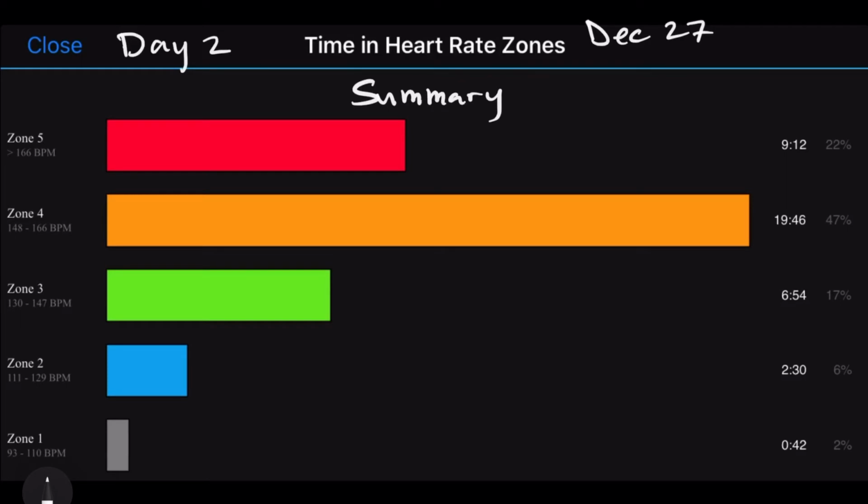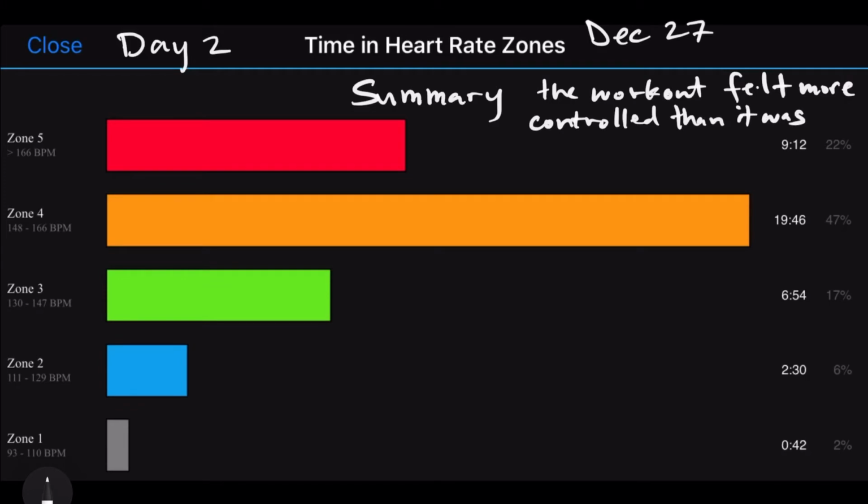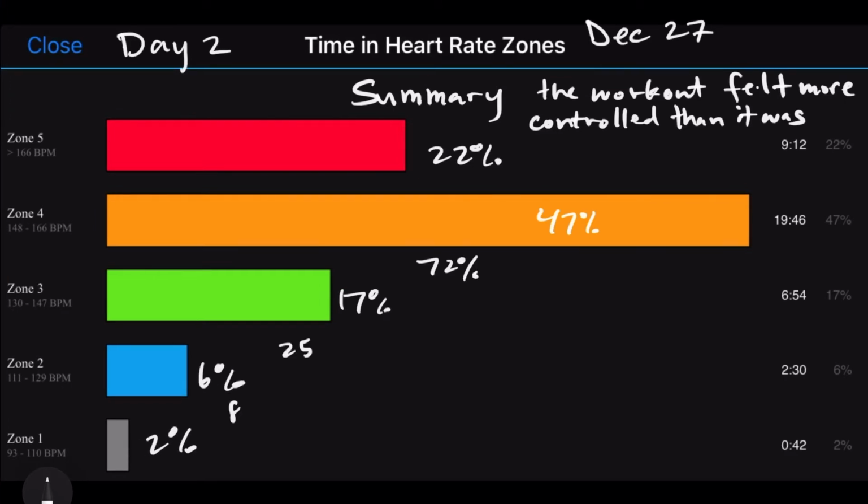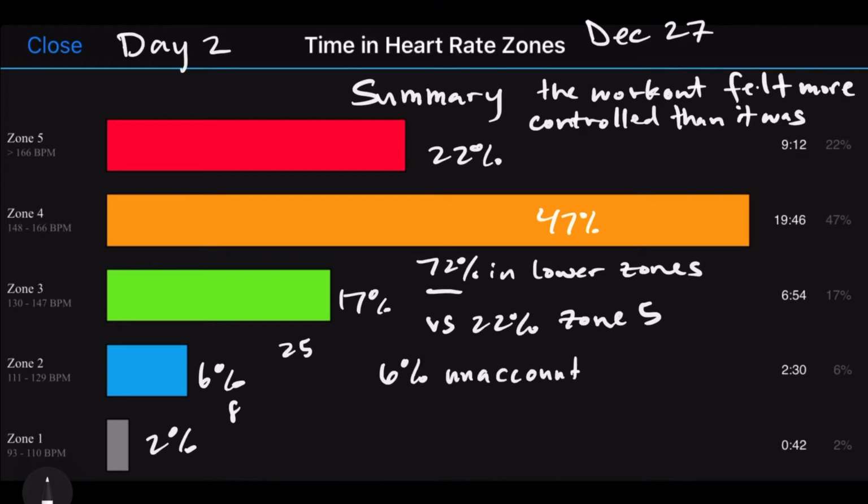But when I look at the summary, it told a little bit different of a story. So it felt more controlled than it actually was. I spent about 22% of my time in zone 5, and there was about 72% of the time spent in the lower zones. The main difference over here was that I spent 17% in zone 3, which was the biggest amount of time that I've spent in zone 3 thus far.